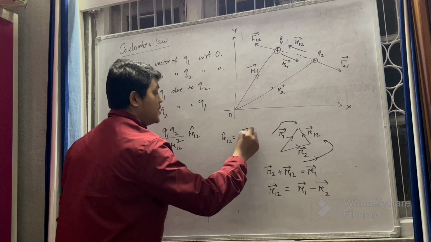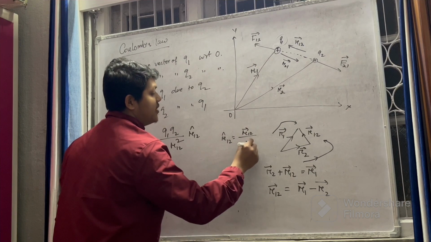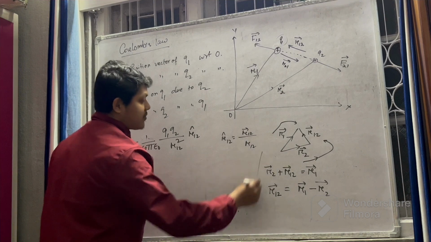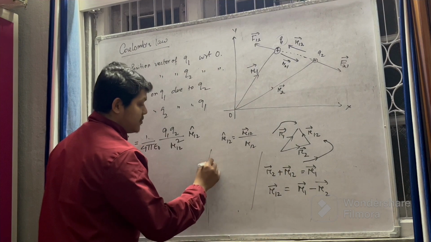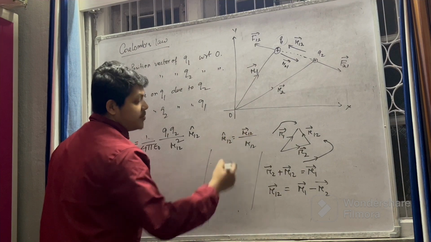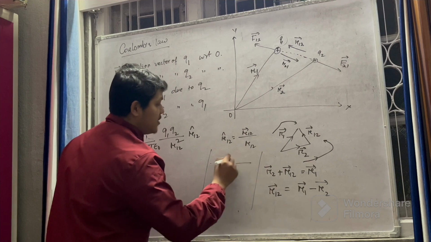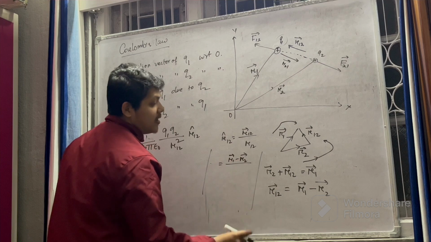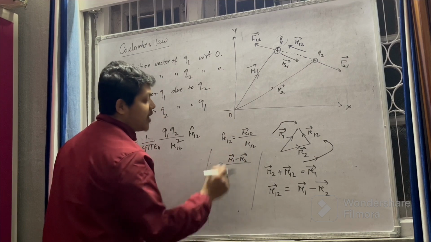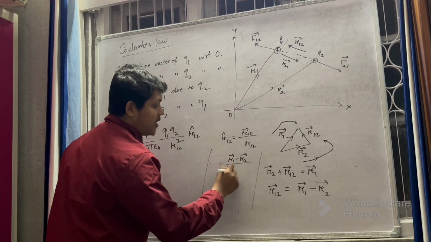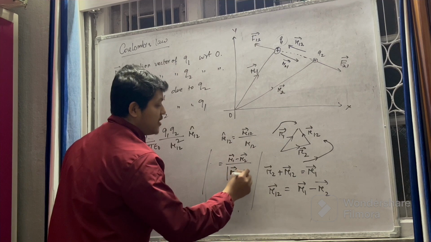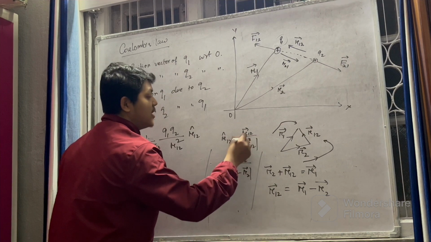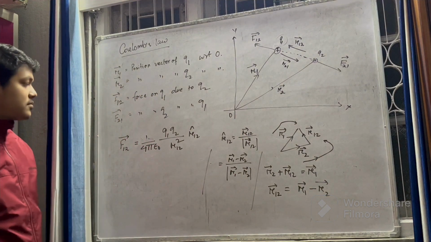R12 vector divided by its magnitude R12, simply, right? So here you see, R12 is equal to R1 vector minus R2 vector, and the magnitude of R12 will be the magnitude of R1 vector minus R2 vector. You can write this like this as well, okay?